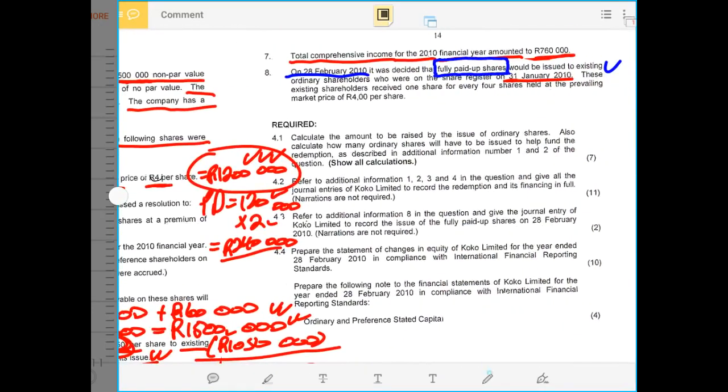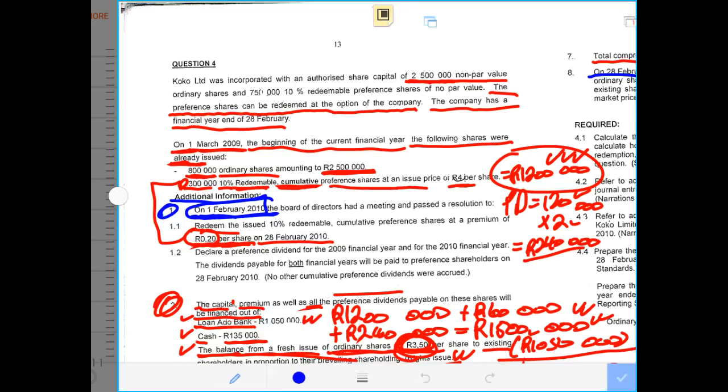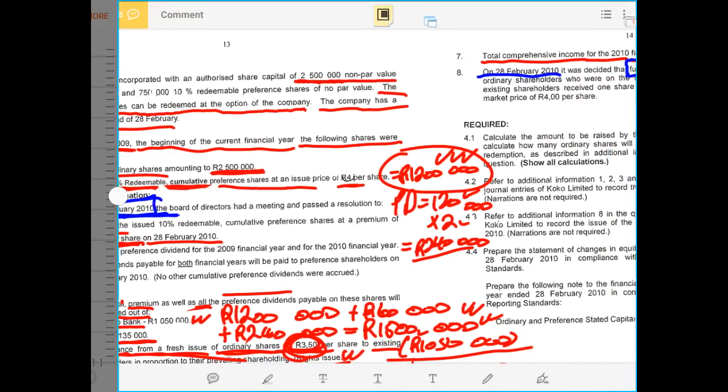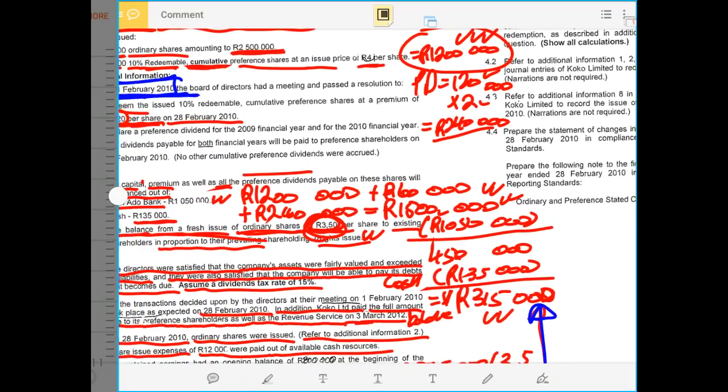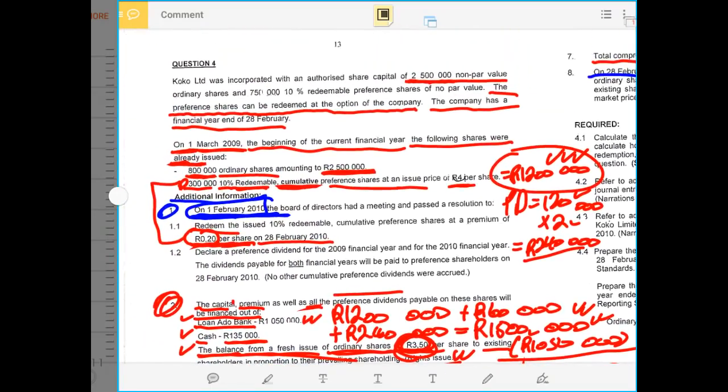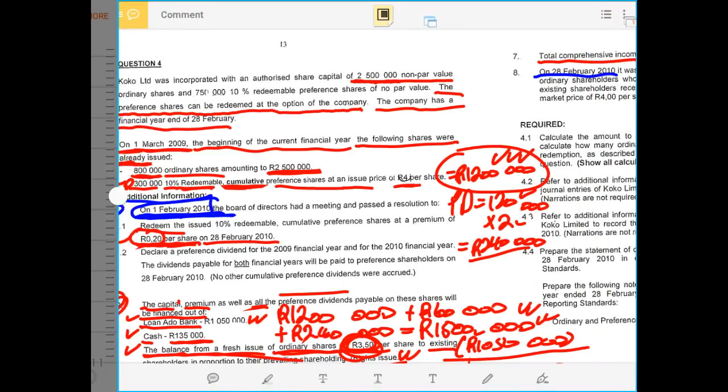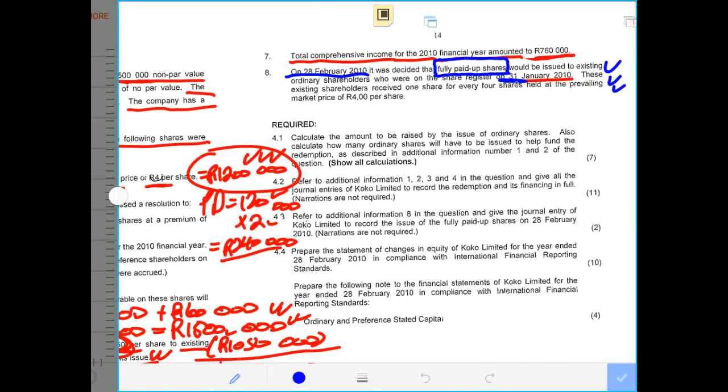Under number 8, they say to all the shares that were in the share register on the 31st of January. So now obviously when this issue took place, which is the issue on the 1st of February, it was already after the 31st of January, because the 31st of January is before the 1st of February. So now that means when we calculate the number of shares here, we must not include the shares that were issued on the 1st of February, which is a day after. And they say only shares that were in the share register on the 31st of January.